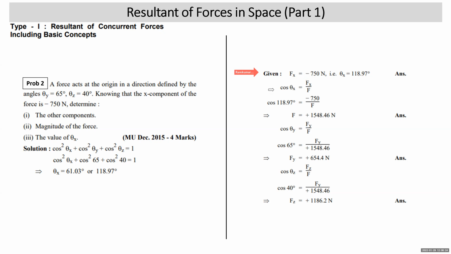Now, we understand that cos theta x is equal to Fx upon F. Substitute the value of theta x, substitute the value of Fx, you get F. So this is the magnitude of the force. Then cos theta y is equal to Fy upon F. Substitute the value of theta y, substitute the value of F, you get the value of Fy. Similarly, cos theta z is Fz upon F. Substitute the value of theta z, substitute the value of F, you get Fz. Here, you could have found them directly also once F is known to you. Fy is F cos theta y and Fz is equal to F cos theta z also. So this way also we could have found them.